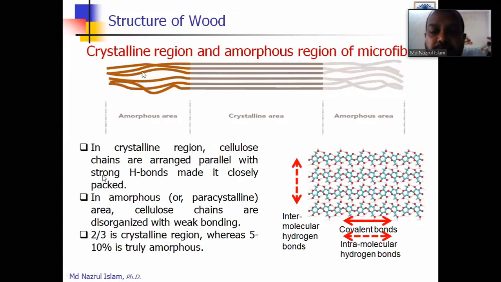So the amorphous region has weaker hydrogen bond, so it has affinity to water. But in the crystalline region, that has the stronger hydrogen bond, so it has less affinity to water, or we can say that it doesn't have any affinity to water. Is it clear? Yes, sir. Any other question from anybody?